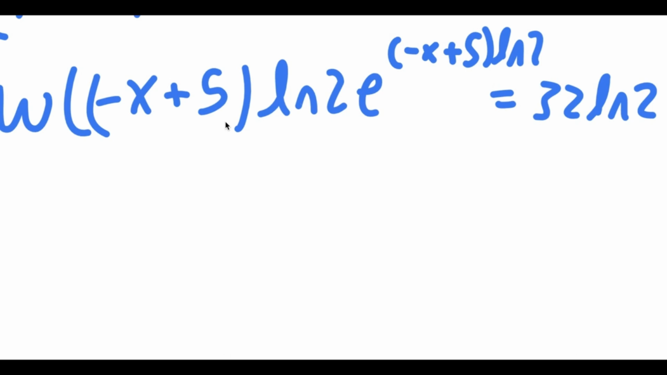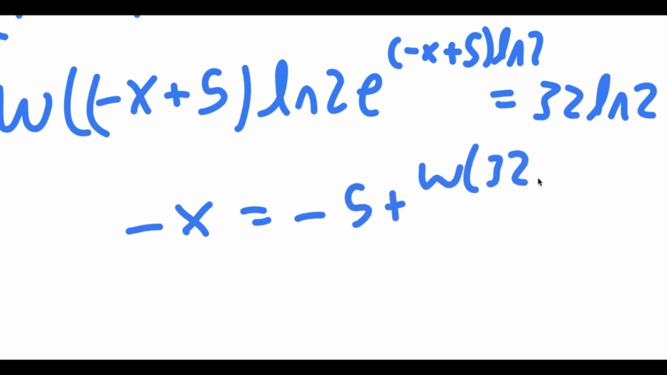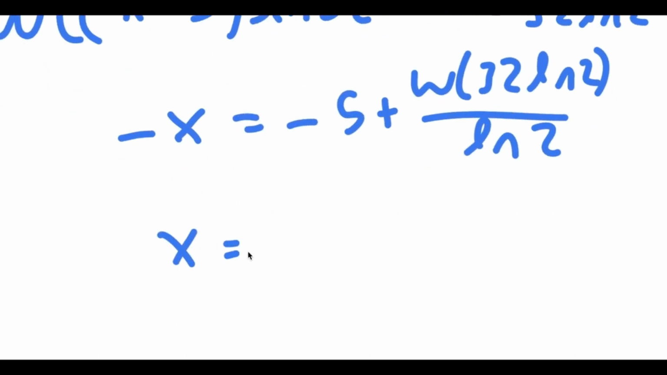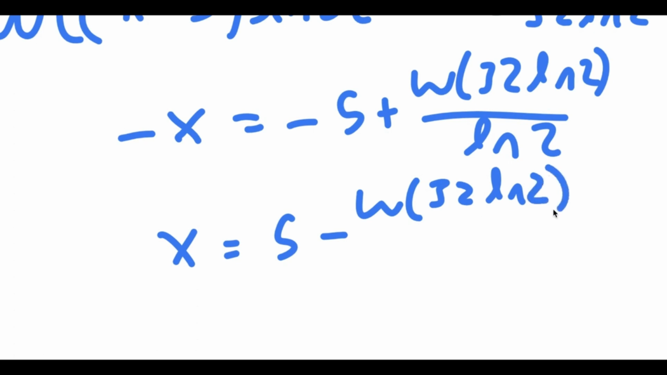But after that's done, I'm going to be left with negative x is equal to negative 5 plus W of 32 ln 2 over ln 2. And meaning x is equal to 5 minus W of 32 ln 2 over ln 2.